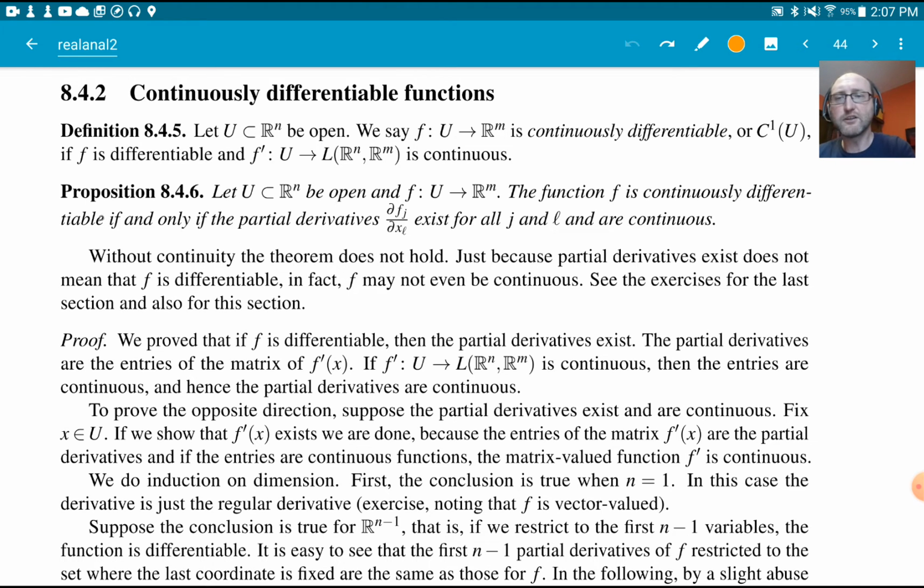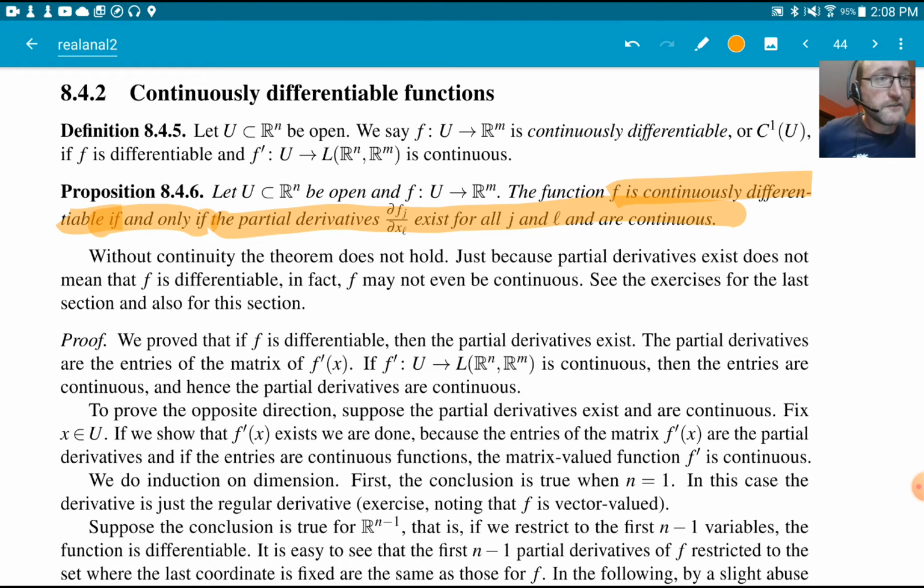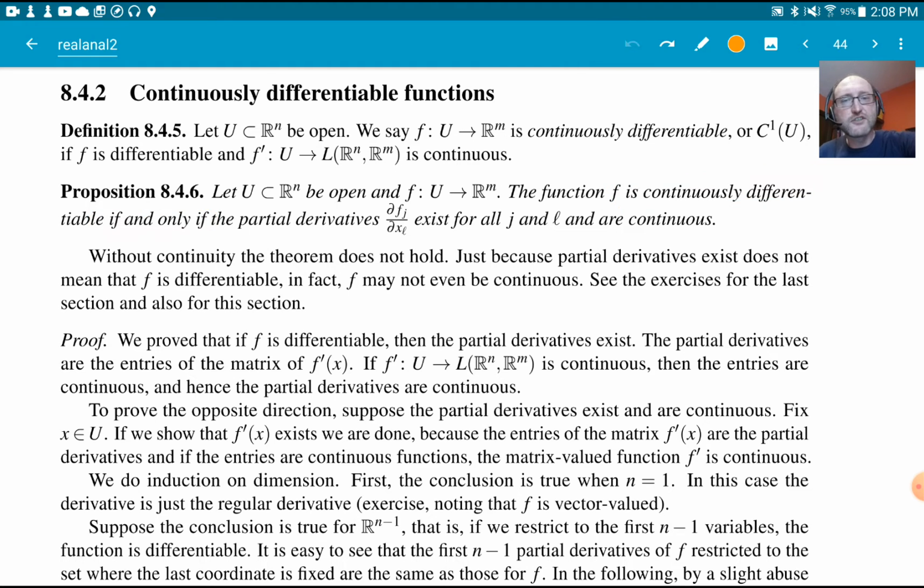It's stated as an if and only if. So it's saying that f is continuously differentiable if and only if the partial derivatives exist everywhere, all the different partial derivatives, and are continuous. First order partial derivatives, we're not doing higher order stuff now. So just all of these exist and are continuous. Now, one part we already have. So that's really the start of the proof over here.